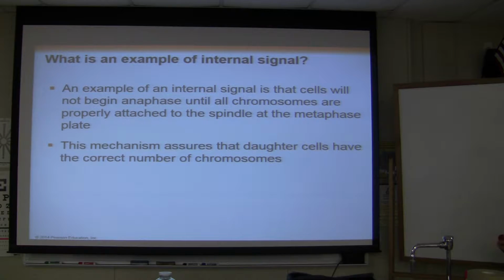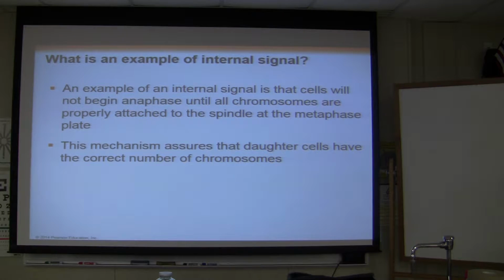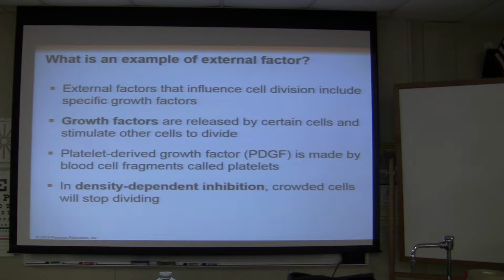Okay, what is an example of an internal signal? An example of an internal signal is that the cells will not begin anaphase until all chromosomes are properly attached to the spindles at the metaphase plate. Okay, that's another checkpoint. This mechanism assures that daughter cells have the correct number of chromosomes.